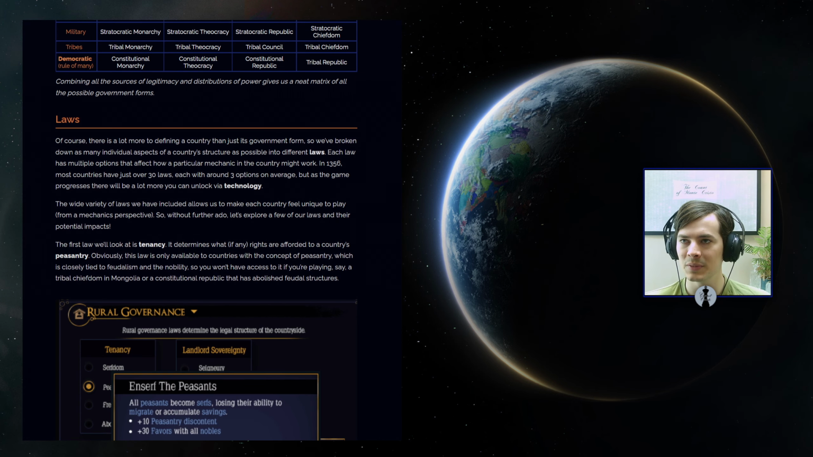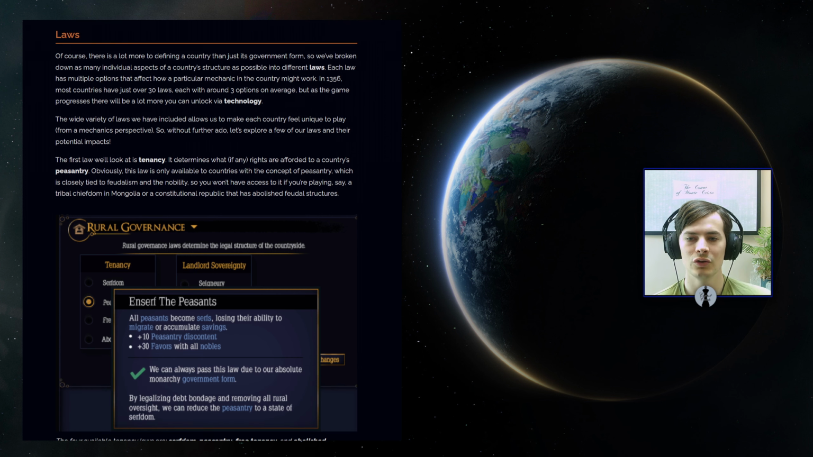Next, laws. So we're not going to go super deep into this because they only give us a couple of examples of the laws anyway. But they do tell us that there are just over 30 laws for most countries in 1356, but you get more from tech, and most laws have options. There's a huge variety of laws, and as the game goes on, there's going to be more and more laws as more and more tech unlocks.